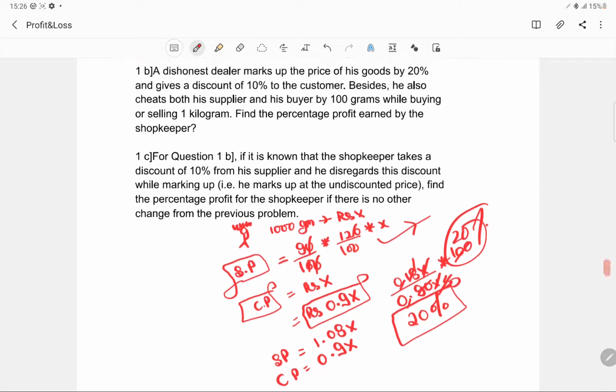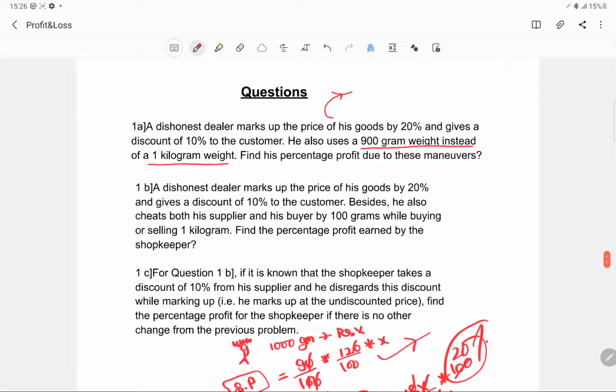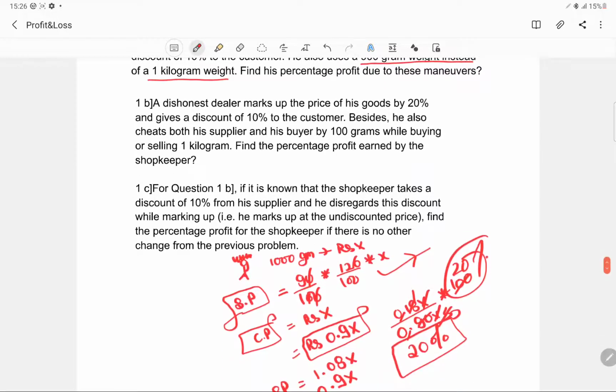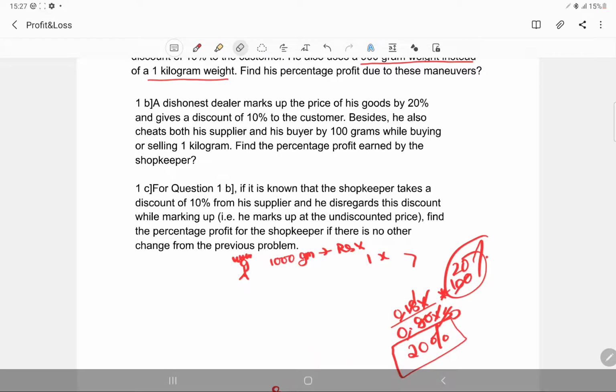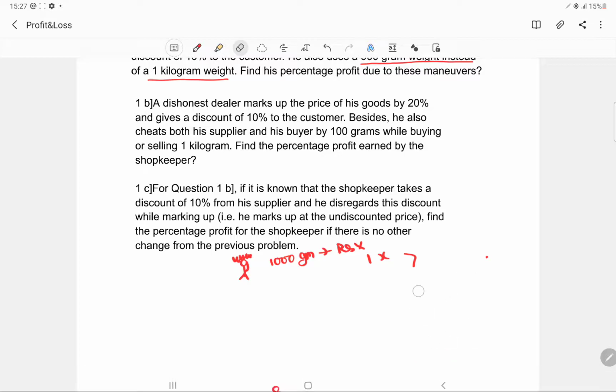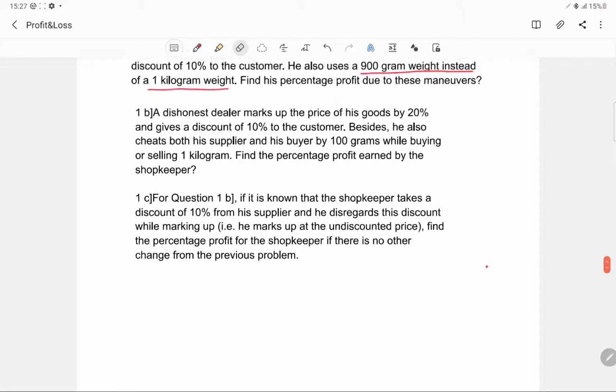Okay, so this was a question where people were making profit in terms of the quantity, as well as the price maneuvers. Okay, let's move on to the next question now, which I believe is an extension of this only.